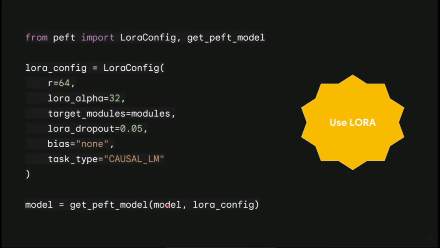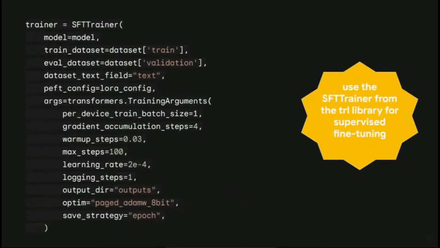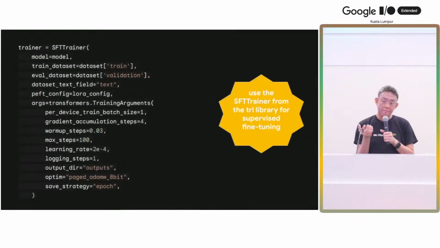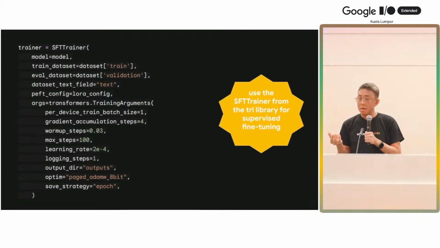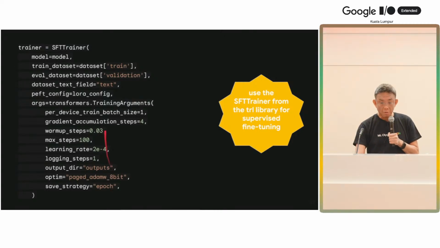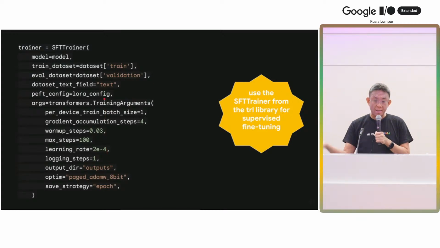A large language model. This is my hyperparameter setting. Then I'm going to also configure my supervised fine tuning. For the supervised fine tuning, I use this library, which is SFT trainer. I split my data set into train and validation. Then I set the batch size, the learning rate, everything inside here.